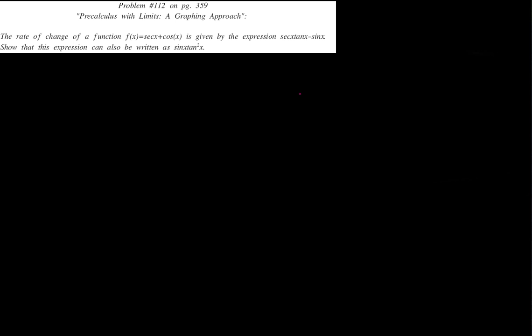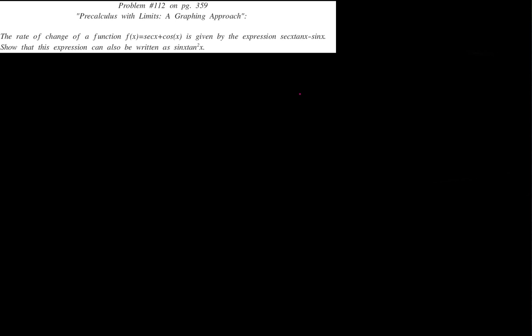So this problem is from page 359 of the textbook Pre-Calculus with Limits, a Graphing Approach. It's problem 112. It states that the rate of change of a function f of x, equal to the secant of x plus the cosine of x, is given by the expression the secant of x times the tangent of x minus sine of x.